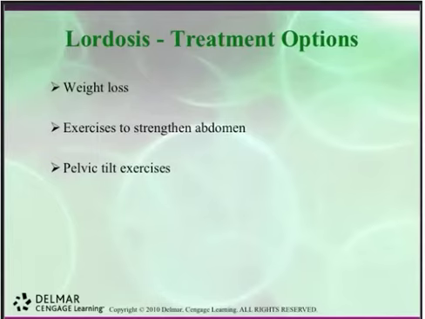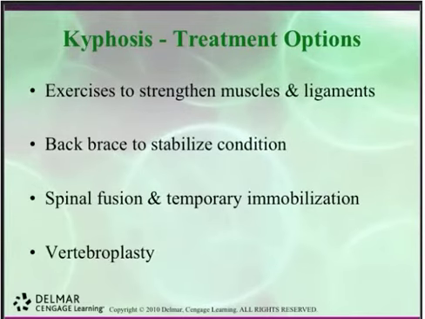Okay, so what are some of the treatment options for lordosis? Well, weight loss, exercises to strengthen abdominal muscles, and pelvic tilt exercises can all aid in correcting this lumbar thrust. For kyphosis, we can use exercises to strengthen muscles and ligaments, a back brace to stabilize the condition, and in severe cases, spinal fusion, which is where we actually make two vertebrae become a single unit. We can also use temporary immobilization to correct the condition, and vertebroplasty.